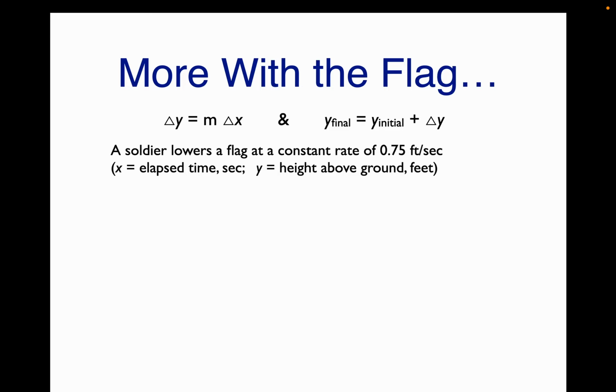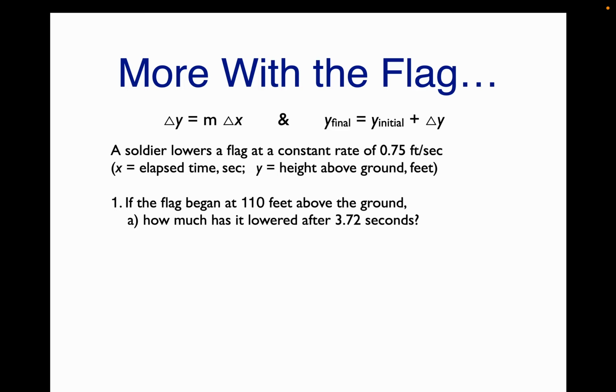So let's go back to this flag and answer some questions. Not necessarily do the computation, but write out a computation we'd need. Let's say, to put some specifics in this, the flag started at 110 meters above the ground. That's where it is when he starts lowering it. How would I find out how much the flag lowered after 3.72 seconds has gone by?